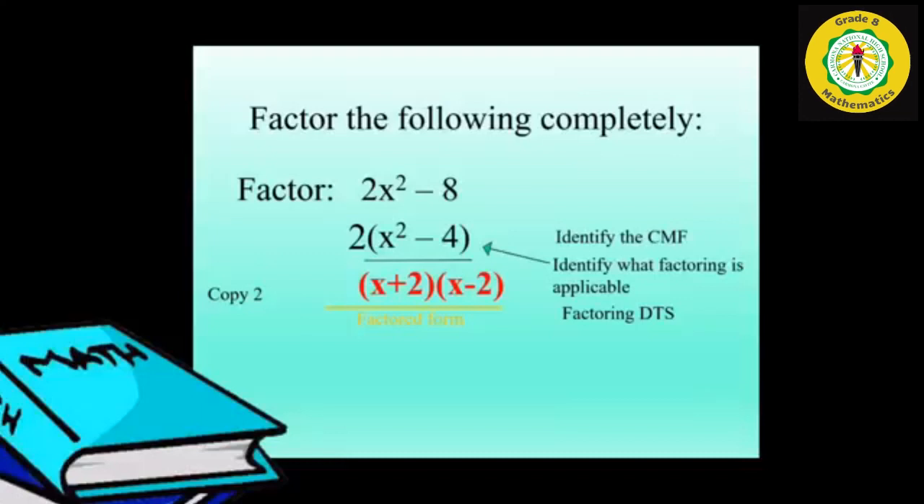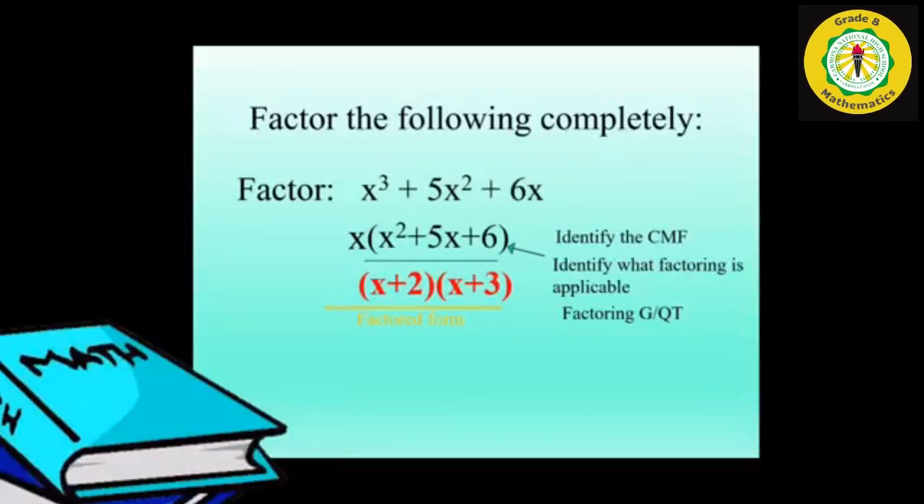And then right after that, as we notice, x squared minus 4 is still factorable. So we need to identify what factoring is applicable in this given expression. So we can use the difference between two squares, and the result is x plus 2 times the quantity of x minus 2. And then we need to copy 2. So for our factored form, 2 times the quantity of x plus 2 times x minus 2.